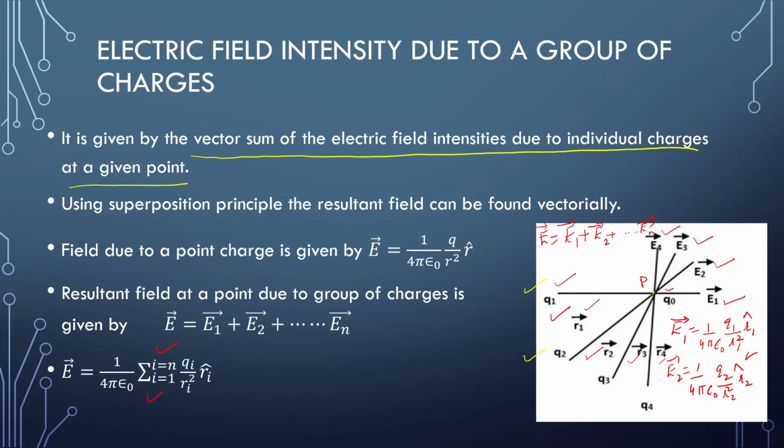So this is what we have done. We have used the principle of superposition and the definition of electric field intensity due to a point charge at a particular point, and found out the field due to a group of charges. Now all these charges, q1, q2, q3, q4, are discrete charges. Okay, so we have found this.